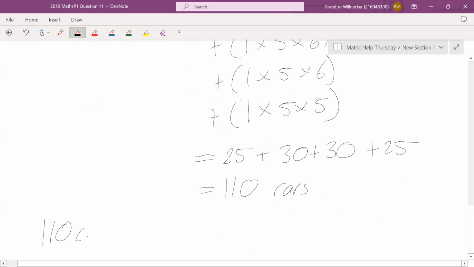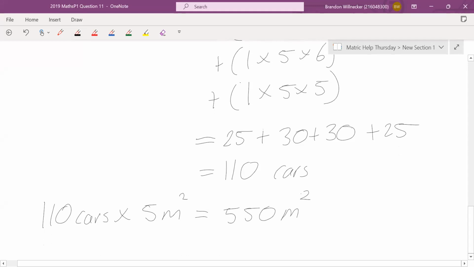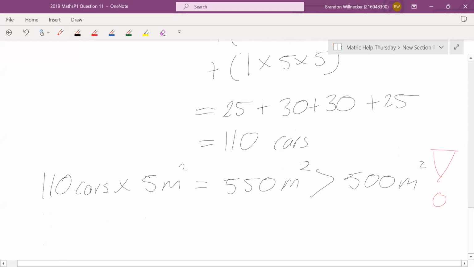So we have 110 cars times 5 meters squared per car. So that's going to be 550 meters squared. Now remember, the showroom only had 500 meters squared. This is greater than 500 meters squared. And that's a big problem because the total area of the cars is bigger than the showroom has available.